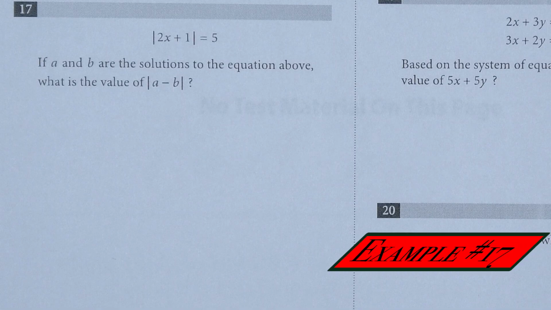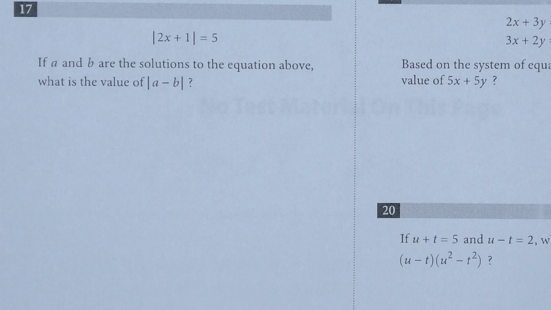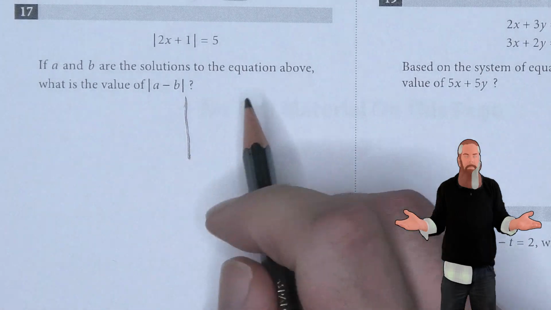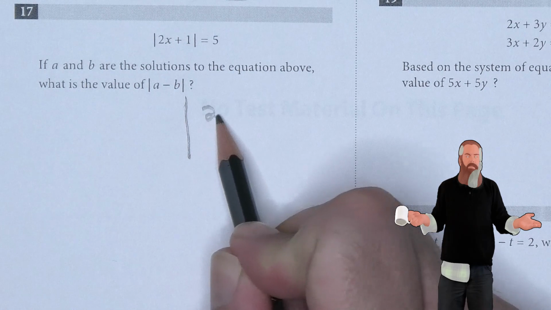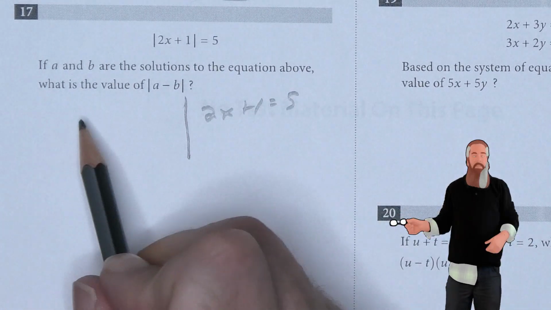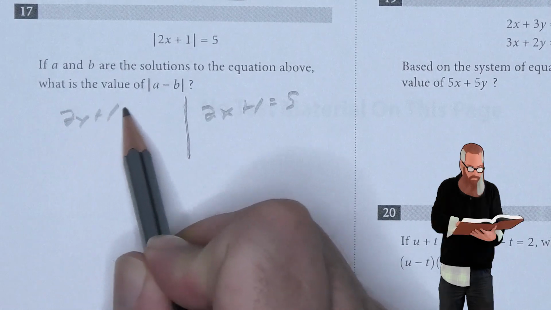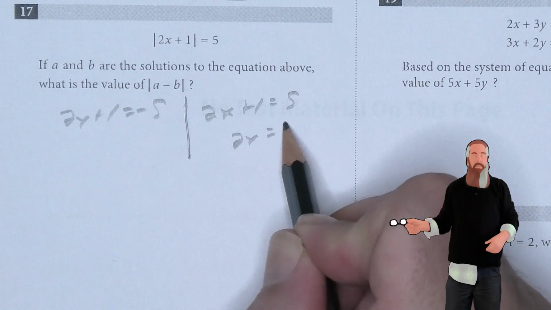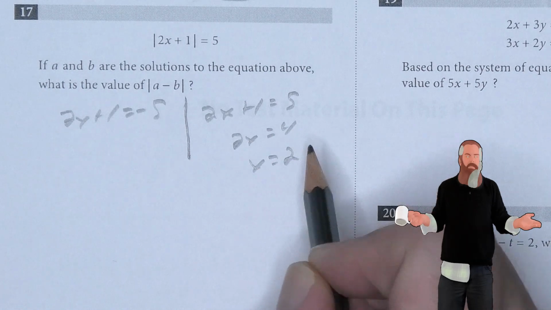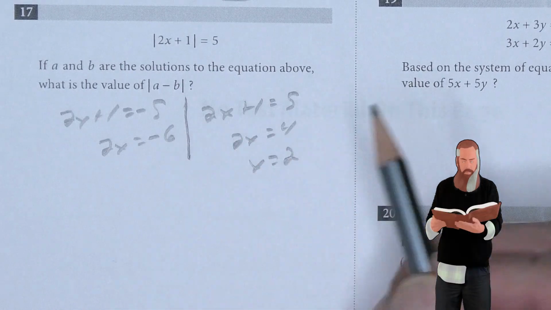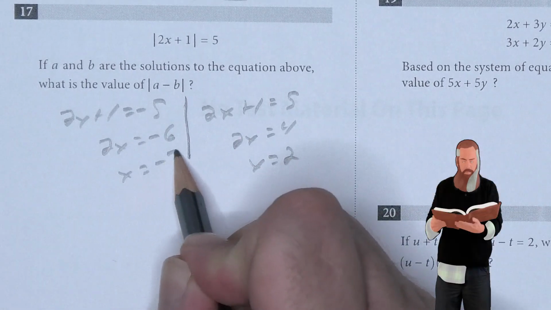If A and B are the solutions to the equation above, what is the value of the absolute value of A minus B? So we need to figure out what our 2 solutions could be. In a positive version, we would have 2x plus 1 is equal to 5, and in a negative version, we would have 2x plus 1 is equal to negative 5. Solving the first, we get 2x is equal to 4, or x is 2. In this case, we get 2x is equal to negative 6, or x is negative 3.